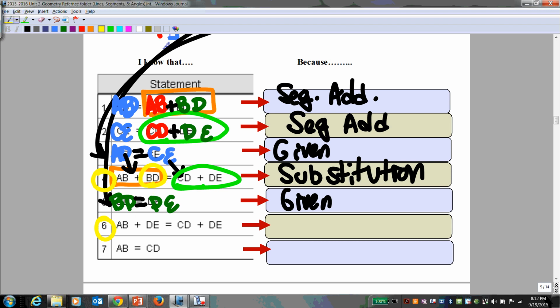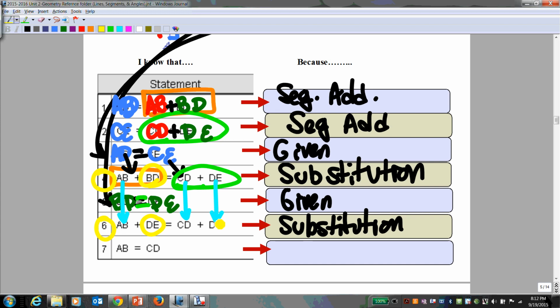Ready? Did you catch that? Everything else is exactly the same. That's the same, that's the same, that's the same. We took out BD, we replaced it with DE. Why can we do that? Because here we said they're equivalent. Again, that's called substitution.